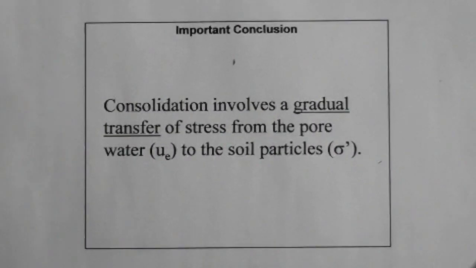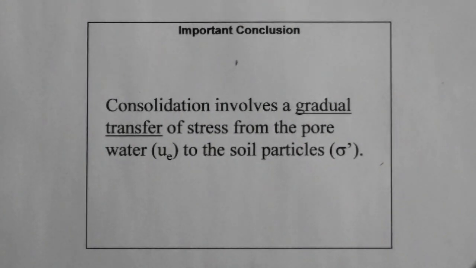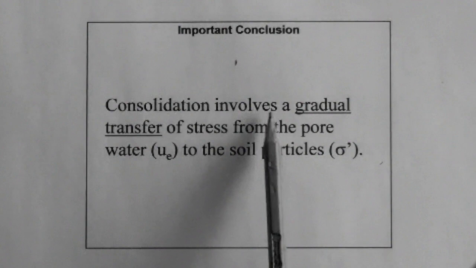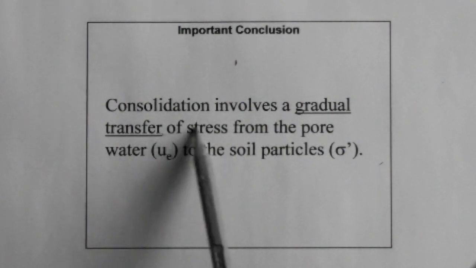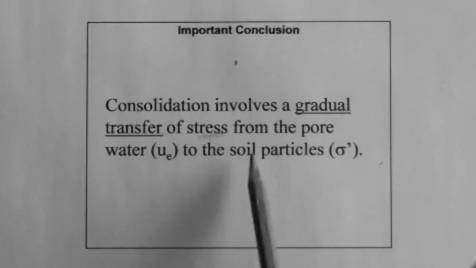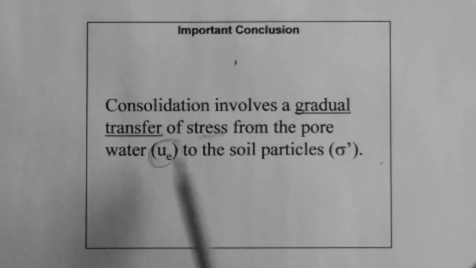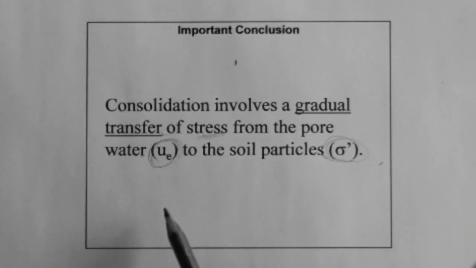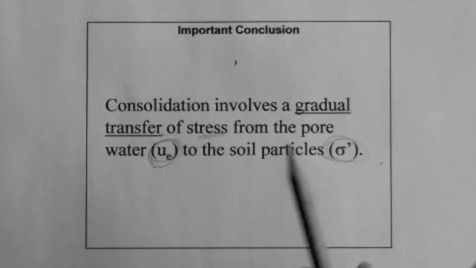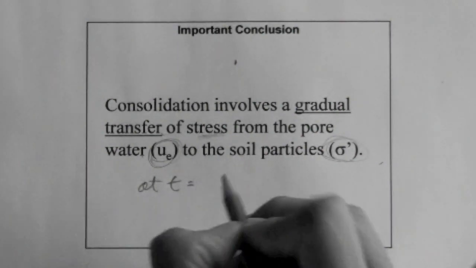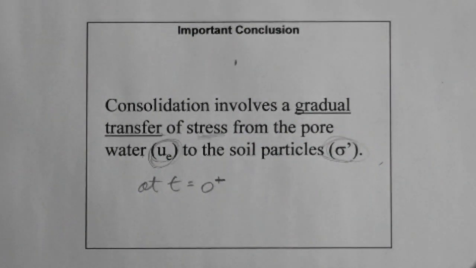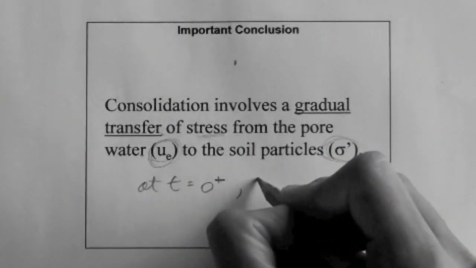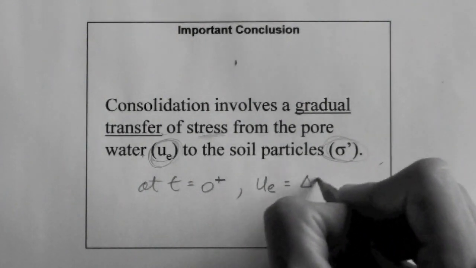Okay, and so to summarize what we have learned into the main, very important lines, let's say text lines or sentences. Consolidation involves a gradual transfer of stress, of a load, from the pore water to the soil grains. So the pore water initially carries the load that is imposed as UE. So at time equals 0 plus, which is the moment where the load is placed, the UE is equal to delta sigma, the load.